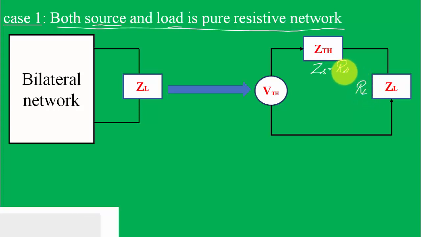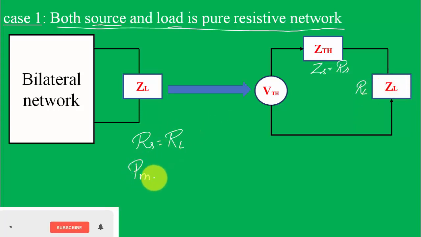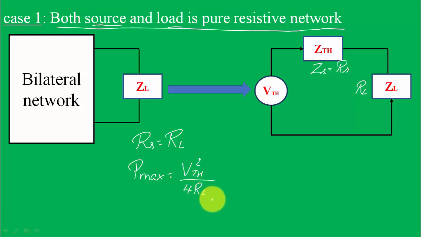Now what is the condition on RS with respect to RL is the question. The condition should be RS equals RL, and you need to calculate what is the maximum power that is delivered to the load. That maximum power is denoted by P max, which is equal to VTH square divided by 4RL. So this is the equation for the maximum power that is getting transferred to the load from this VTH. So this is very important. In case 1, I have discussed both source and load being a pure resistive network.